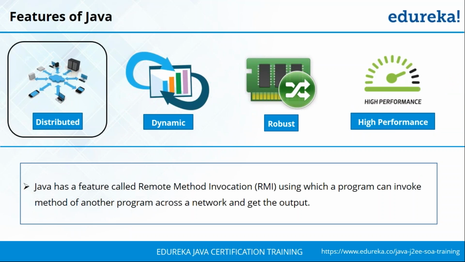After that, we have the distributed feature. Now, there are mainly two things that you need to understand when we talk about the distributed feature of Java. The first is that once you've written a Java application, you can go ahead and distribute it to anyone who wishes to run the application, as long as they have a Java environment on their device. Again, as I've told, this device could be from your set-top box to your high performance computer.